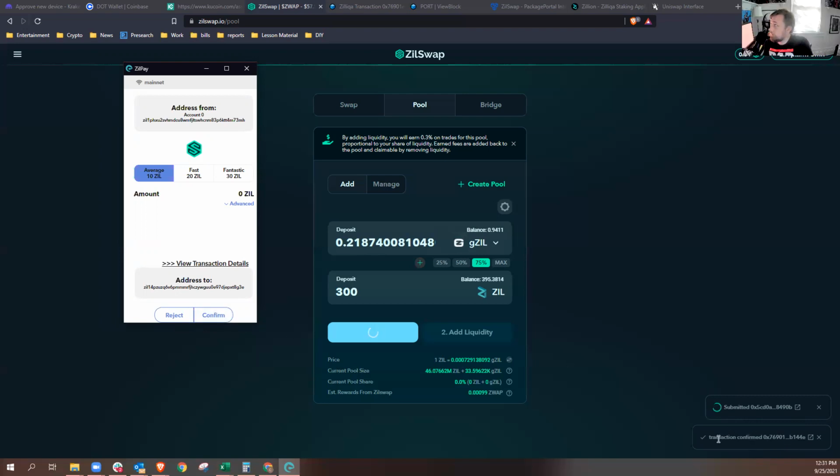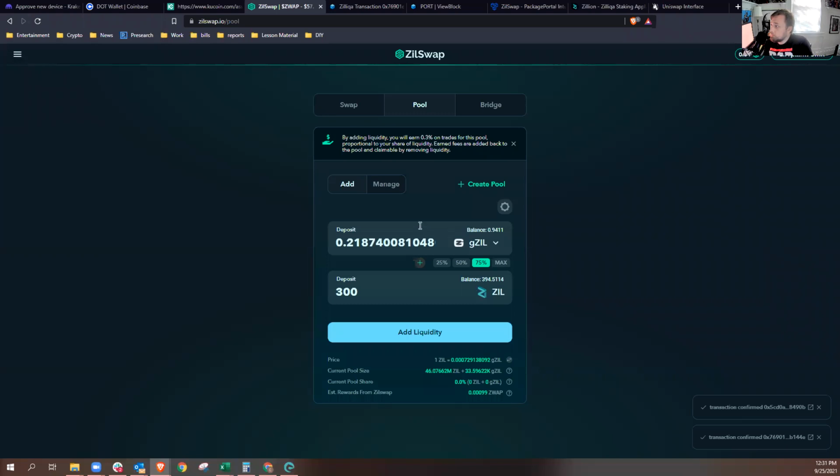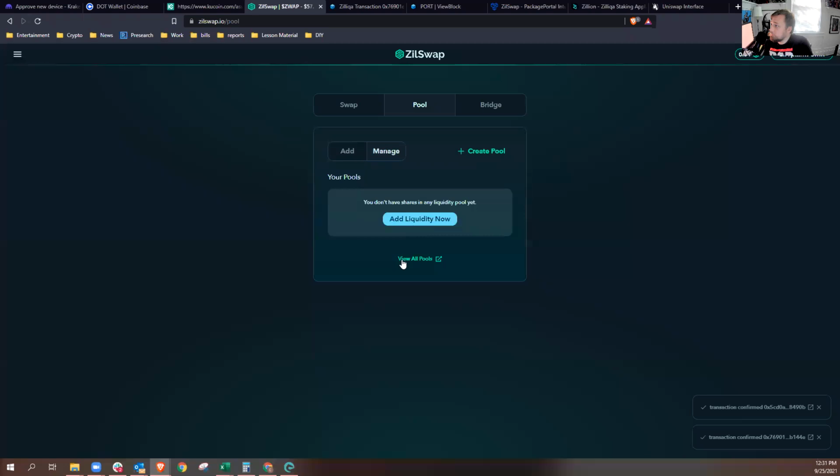And it looks like the transaction was confirmed. And by using this swapping thing, you actually earn the ZIL swap token. So I've earned about $37 just by using it. It's pretty cool. They gave me that for just using their platform. So okay, transaction confirmed. It looks like I'm in, but it's taken a little while to show up.